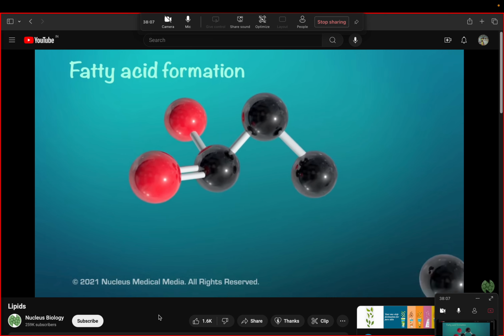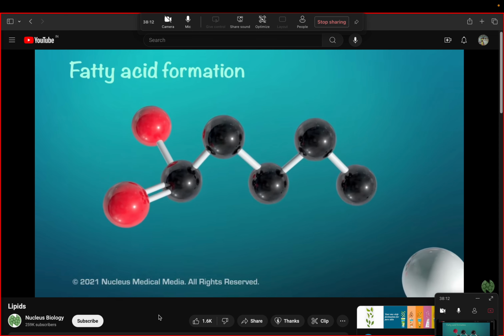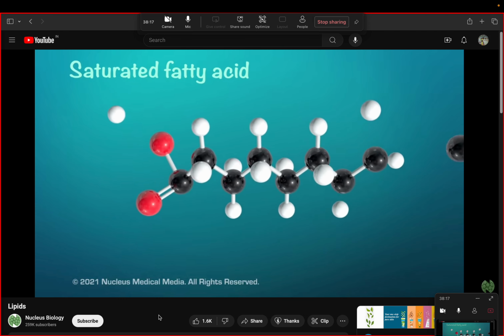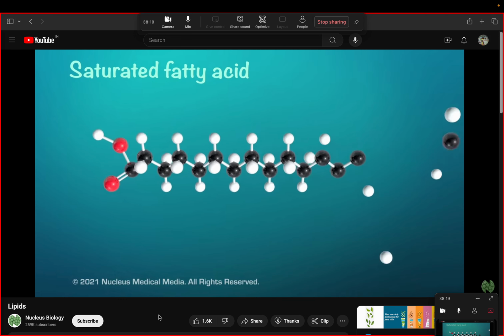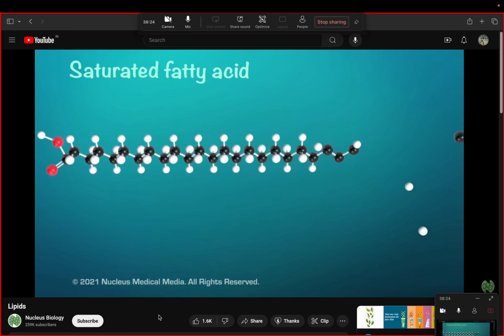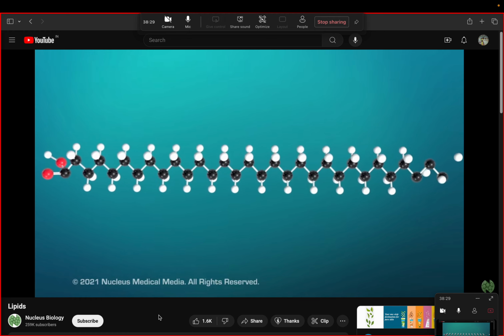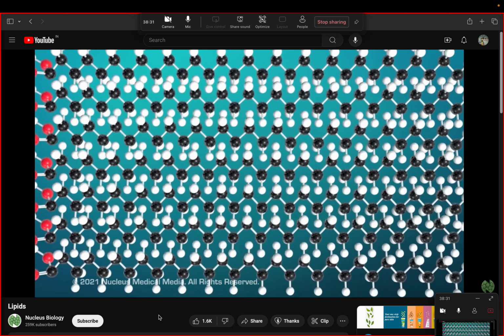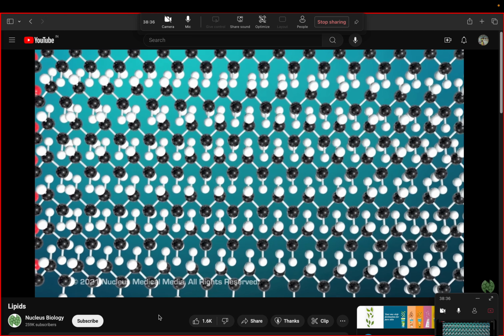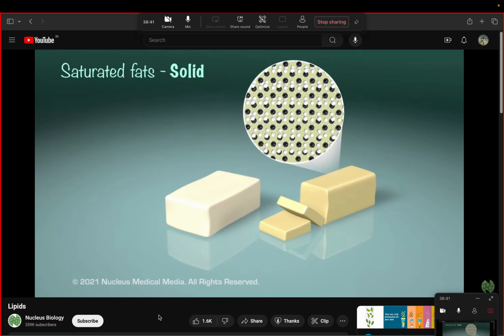When each carbon atom forms 2 single bonds with adjacent carbon atoms and another 2 single bonds with adjacent hydrogen atoms, we call this fatty acid saturated. This means the fatty acid is saturated with all the hydrogen atoms it can possibly contain. Because of this structure, saturated fatty acids are straight molecules that can pack tightly together. As a result, saturated fats are usually solid at room temperature.